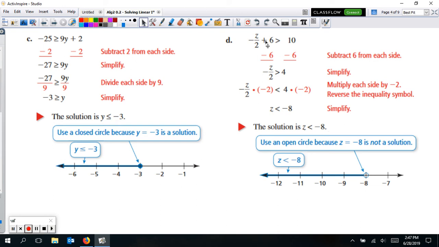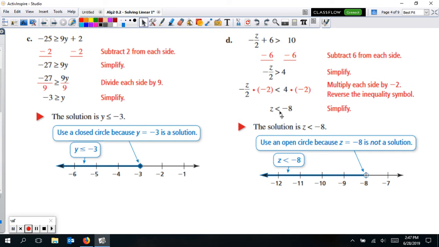This one, you can see we've got a fraction. First you want to get rid of the 6 though, subtract the 6, that way you just have the fraction on the one side, and then you can multiply by -2. So in this case you are multiplying by a negative to solve this, so that means you are going to switch the direction. You can see it starts off greater and eventually now it switches to less on the inequality sign. And so z is less than -8.